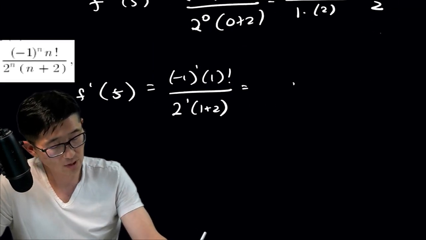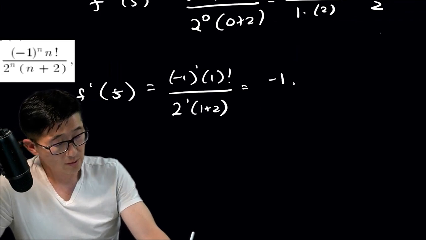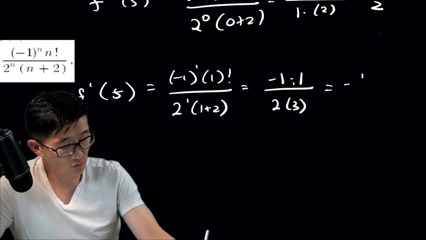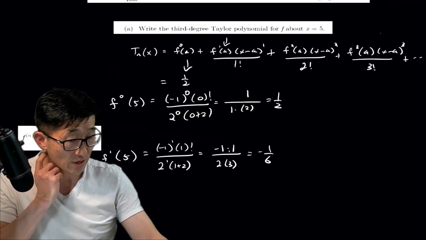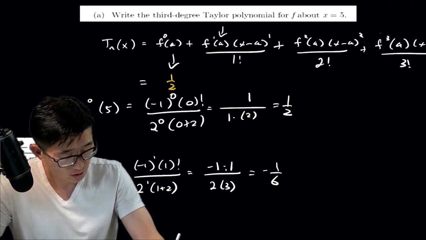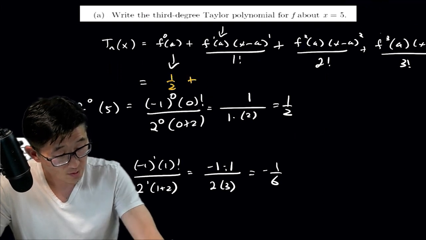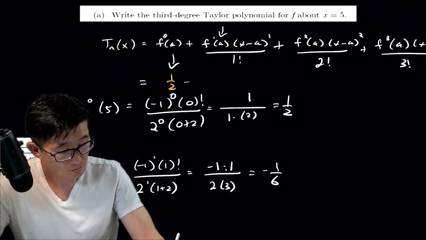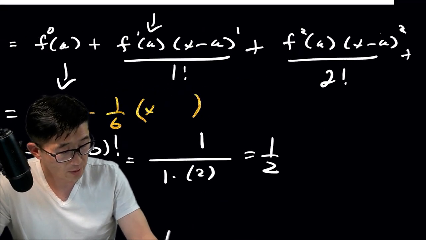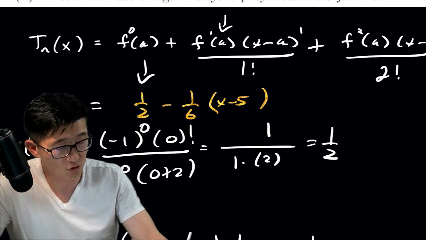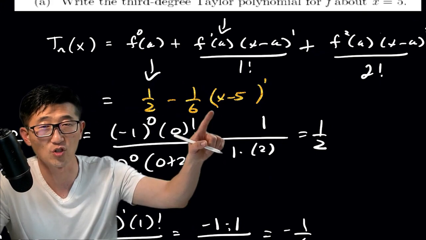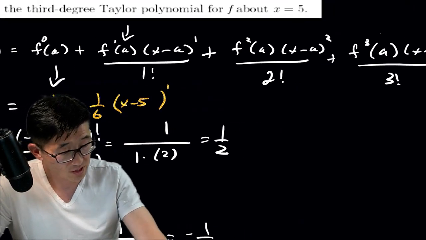And this will equal -1 times 1 over 2 times 3, which is -1 over 6. Okay, so right here we've got a different color: 1/2 plus or minus 1/6, and I'm going to include the rest now, x minus 5, to the first power. So we're good with that first one. This is your first degree. All right, let's take a look at the second degree.